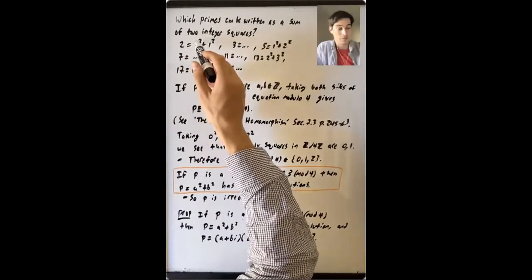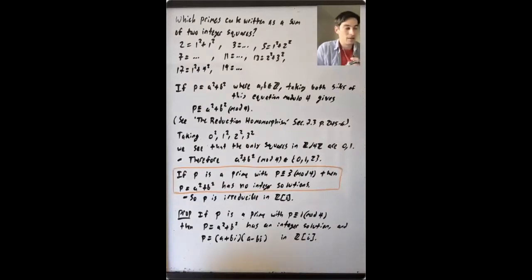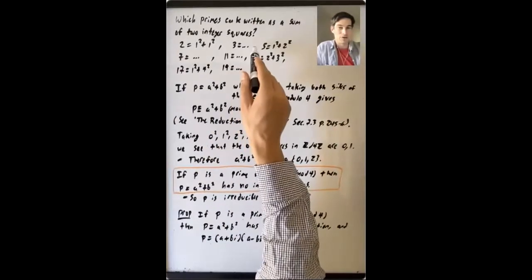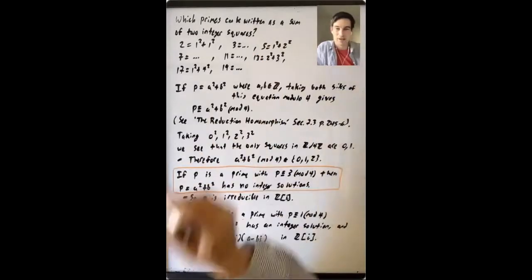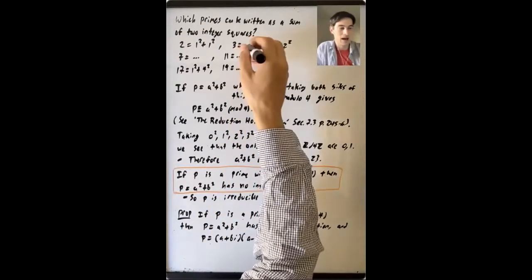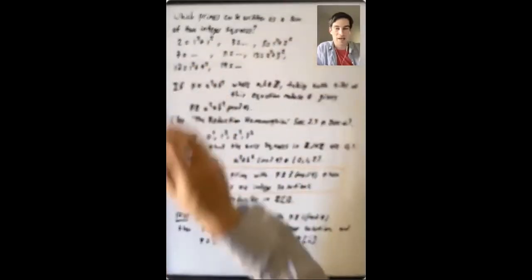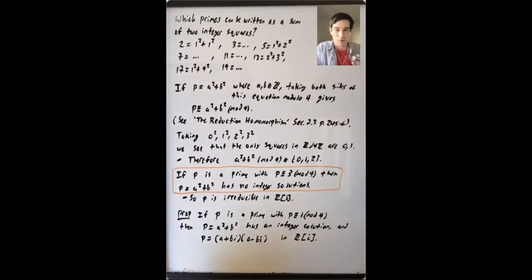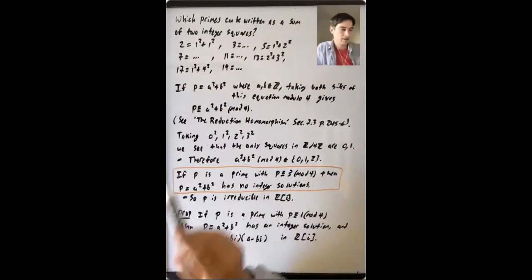2 is 1 squared plus 1 squared, so that's good. 3, well, the squares are 0, 1, 4, 9, and I don't want to use any 4s or 9s or 16s or whatever. So there's just no way to add up two integer squares to get 3. So, okay, not possible. 5 is 1 squared plus 2 squared. 7, again, if I just add up a bunch of 0s, 1s, 4s, 9s, 16s, there's no way to pick 2 of them and get to 7. Same problem, 11.